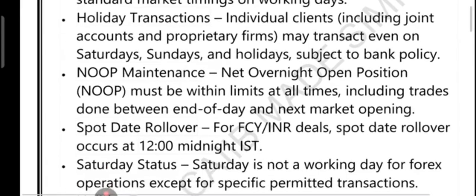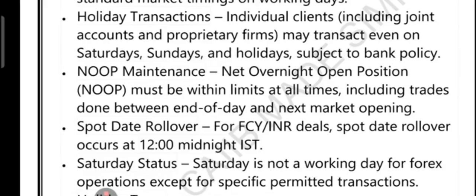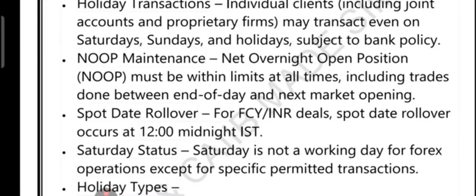When we talk about a spot date rollover for foreign currency or rupee deals, it simply means the trade date shifts at midnight.